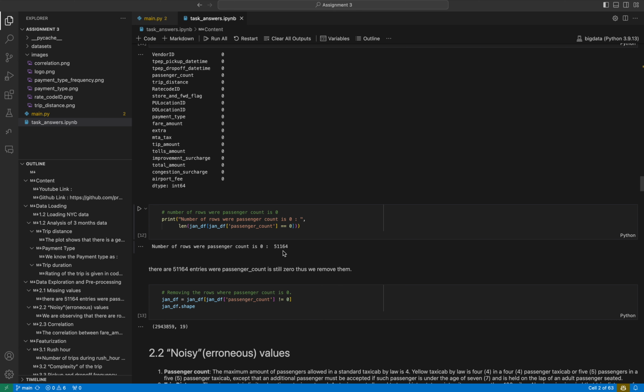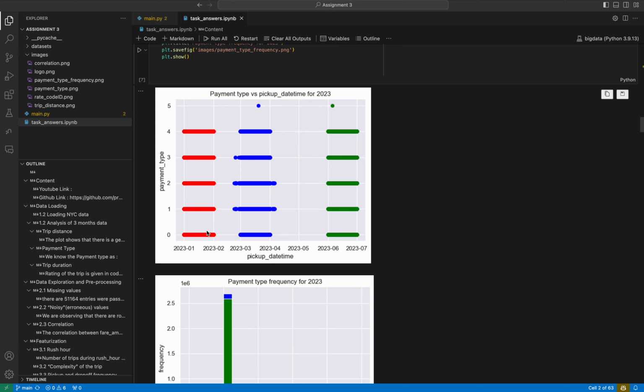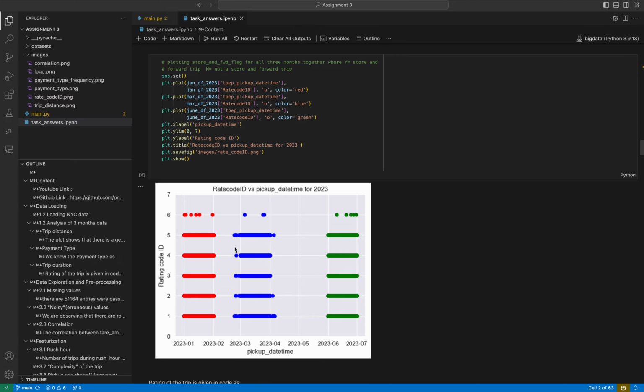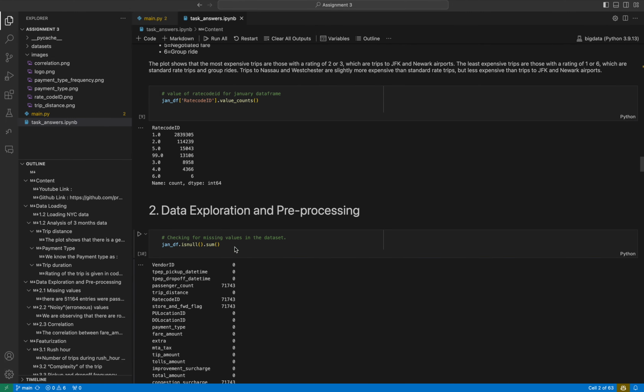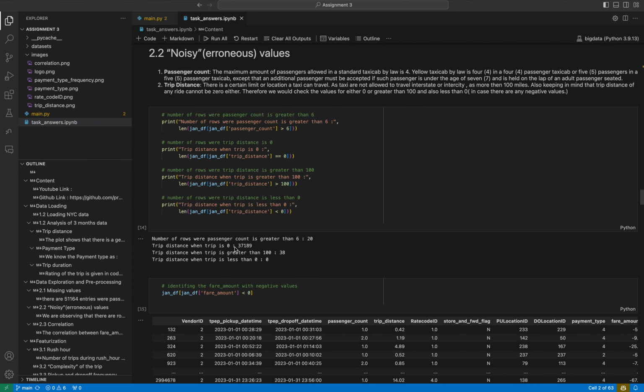I dropped those columns also. Now there was a lot of noise in the data. When I was analyzing and comparing this data, I found a few records dating back to 2010 or 2022 instead of 2023. So I ignored those. In terms of noisy values, I only took two: passenger count, as I talked about earlier, and the trip distance.